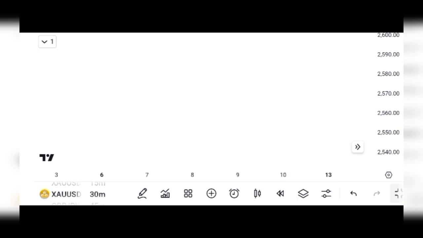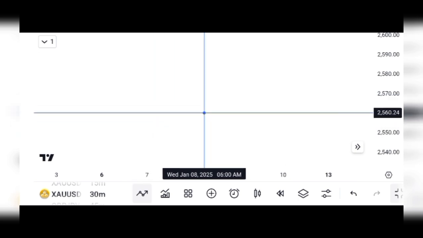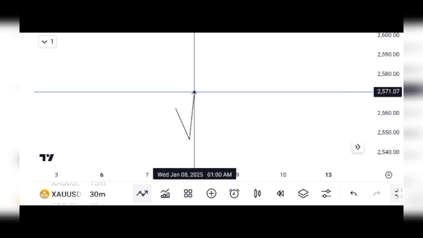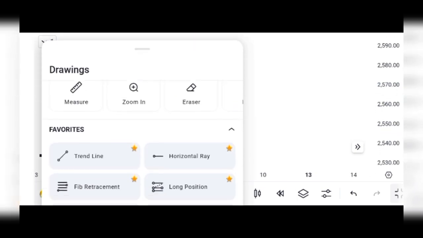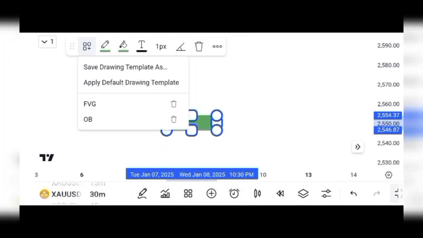If you are talking about entry, entry simply means your point of interest, your origin, the origin you are looking up to take your entry. I use three different entries. I use order block, I use fair value gap, and I also use breaker block. Order block is also your point of interest, your POI, where you are looking to trade from.